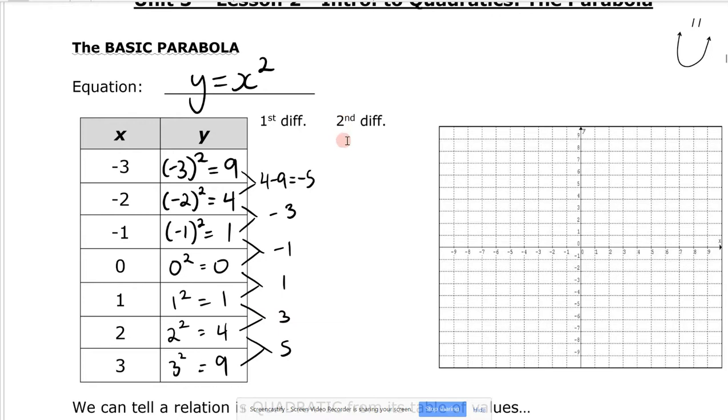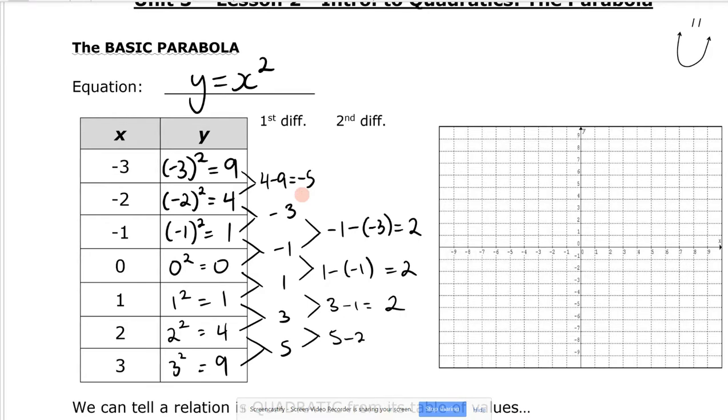But if you look at something called the second differences, and now the second differences are the differences of the first differences, and that might sound like a mouthful, but it's very simple. You take the -1 and you subtract -3. And you get +2 as your answer. Then you do 1 minus -1, which is also +2. 3 minus 1, which is equal to +2. And 5 minus 3, which is equal to +2. And you'll notice that the second differences are all the same. And when that happens, you have what we call a quadratic, a parabola.